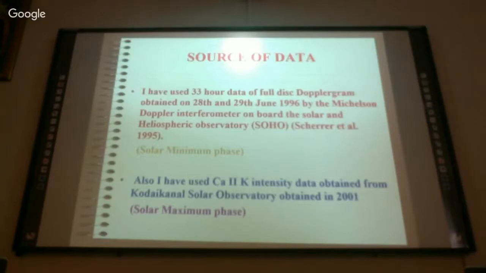I have used full disk Dopplergram data obtained on 28th and 29th June 1996 by the Michelson Doppler Imager on board the SOHO solar observatory. Of course, that is the solar minimum phase. And I have also used Calcium II K intensity data obtained from Kodaikanal Solar Observatory, India. That is the solar maximum phase, 2001, obviously a maximum phase. But I needed both the minimum and maximum phase data.